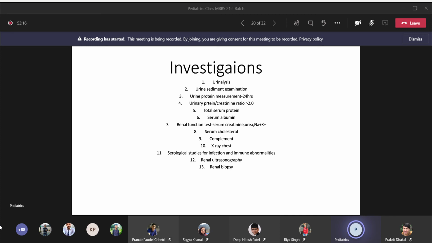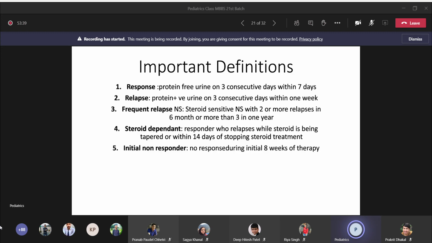The first one is if the child is less than 1 year or more than 10 years. The second one is if there is a frequent relapse, if there is steroid resistance, or if the patient is having steroid dependent type of nephrotic syndrome. You must do the renal biopsy. Then come to the important definitions that we must remember.